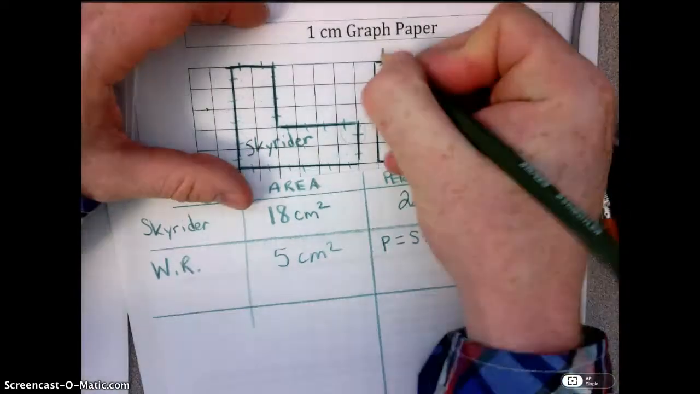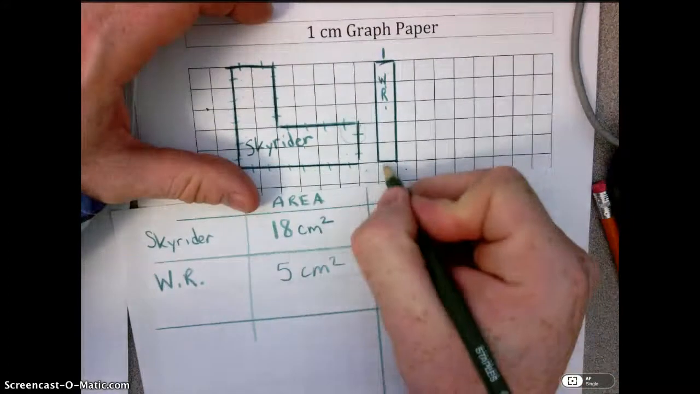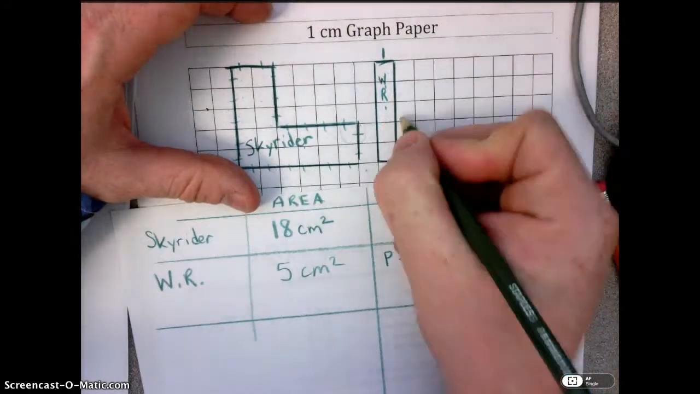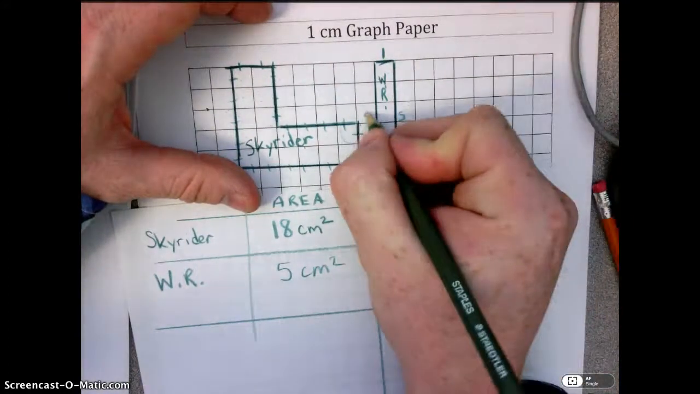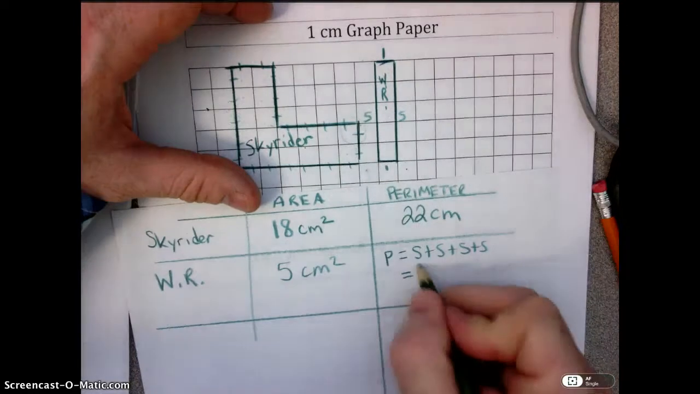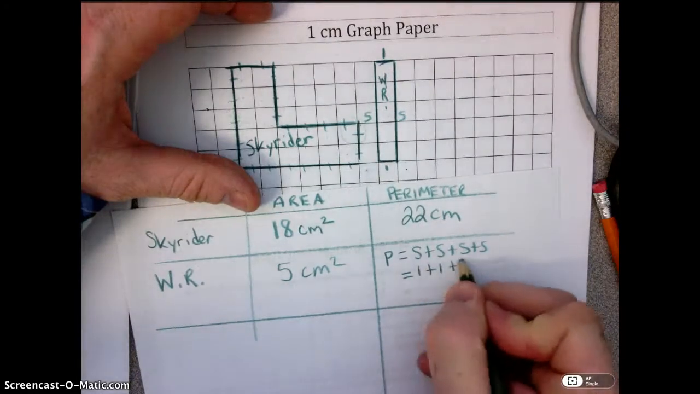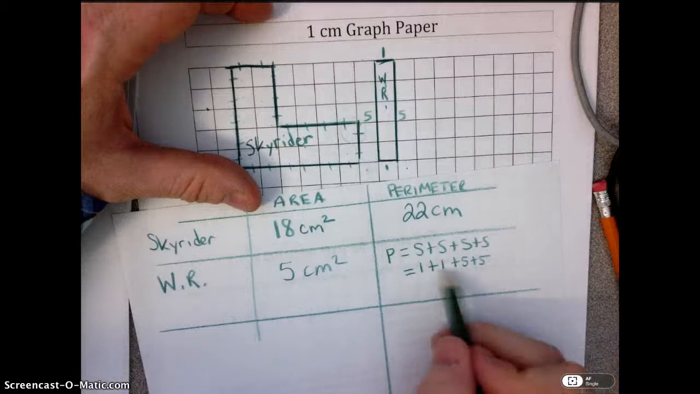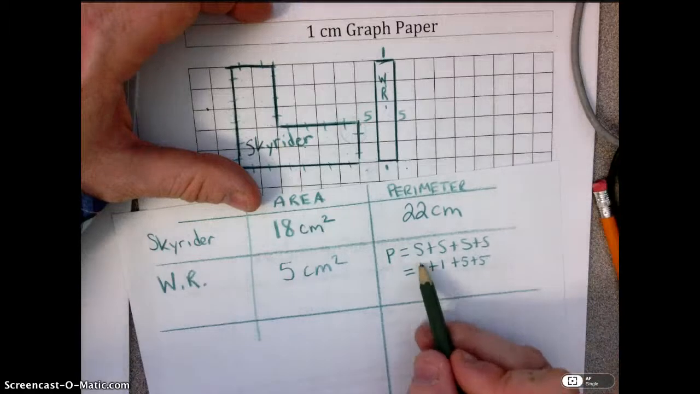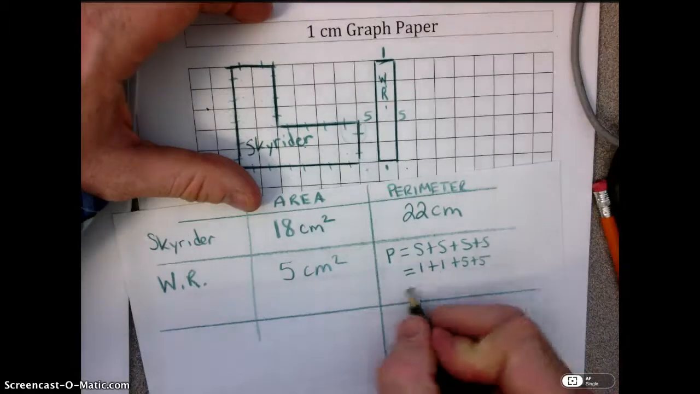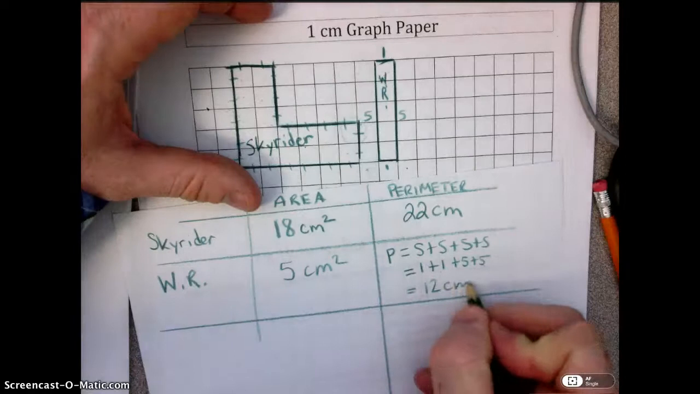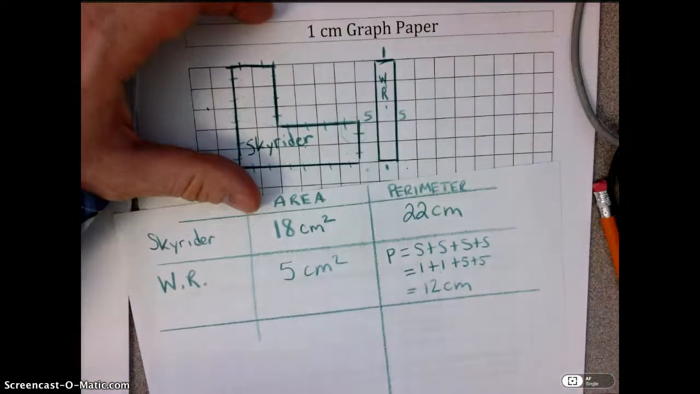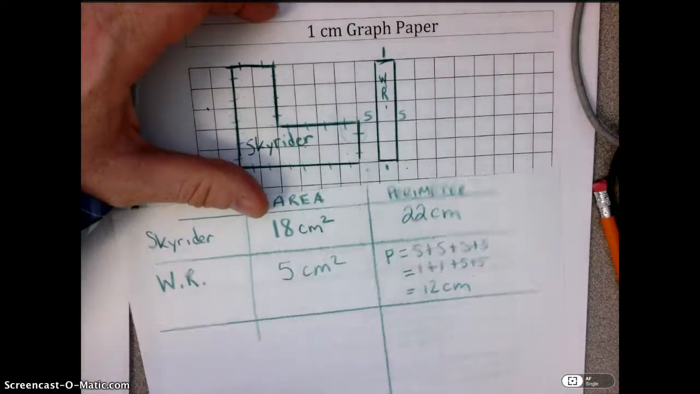So this is a 1 here. That means this is also a 1. This is 5 here. And this is also 5. So my S has become 1 plus 1 plus 5 plus 5. I saw some people still putting S's in here. Remember, you change the S's into the numbers, and that becomes 12 centimeters. Okay? So that is how you start designing your park.